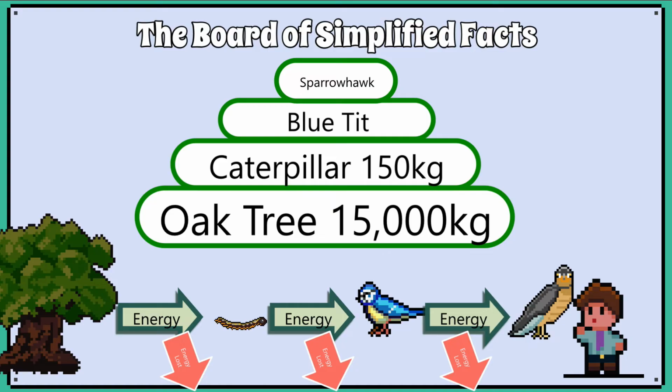Obviously, this is thousands of individual caterpillars. The blue tits that consume the caterpillars have a total biomass of 5 kilograms. This again is quite a few individual blue tits. And finally, at the top of the food chain is the sparrowhawk, and that has a total biomass of 1 kilogram. And this won't be that many individual sparrowhawks.